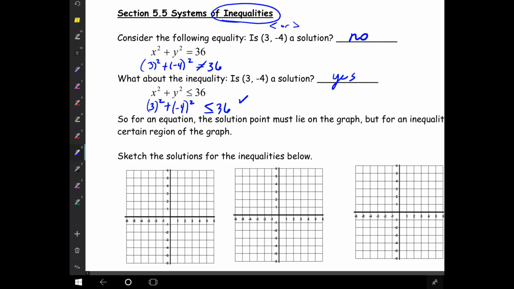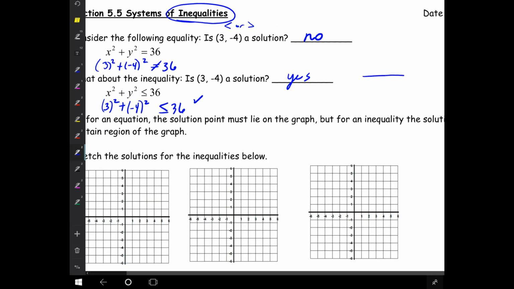In fact, if I was looking for what are all the possible xy values that work for this inequality, technically I would have to graph this. What type of graph would this create? X squared plus y squared. It would create a circle. What would be my center?